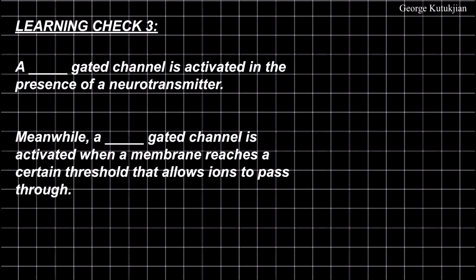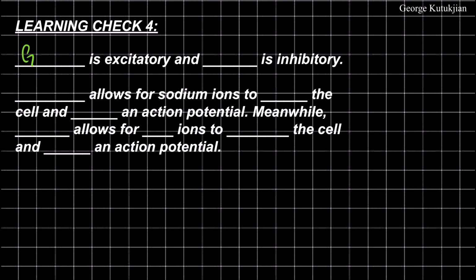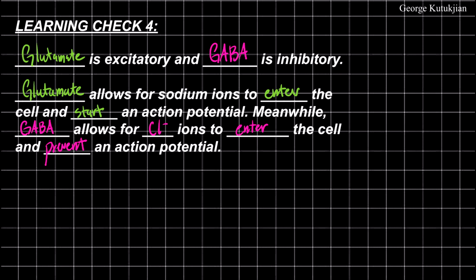Alright, so a ligand-gated channel is activated in the presence of a neurotransmitter. Meanwhile, a voltage-gated channel is activated when a membrane reaches a certain threshold that allows ions to pass through. Alright, glutamate is excitatory and GABA is inhibitory. Glutamate allows for sodium ions to enter the cell and start an action potential. Meanwhile, GABA allows for chloride ions to enter the cell and prevent or stop an action potential from happening in the postsynaptic neuron.